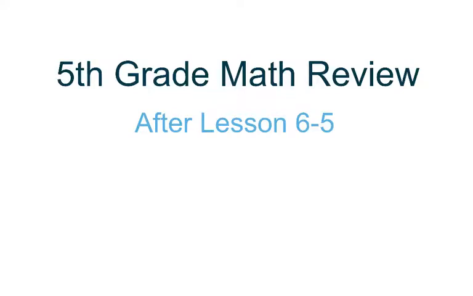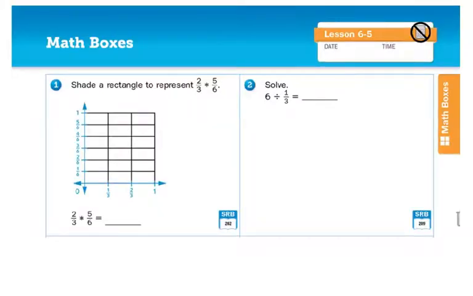This is just a math review lesson to do some math boxes since we don't do those very often. So what you will need today is your math journal. Begin by opening to page 211 in your math journal. Page 211. We're going to shade in 2/3 times 5/6.